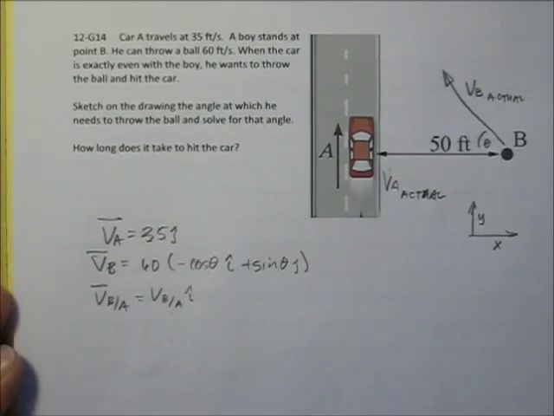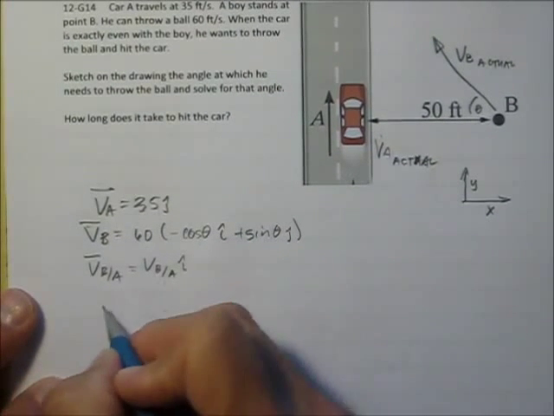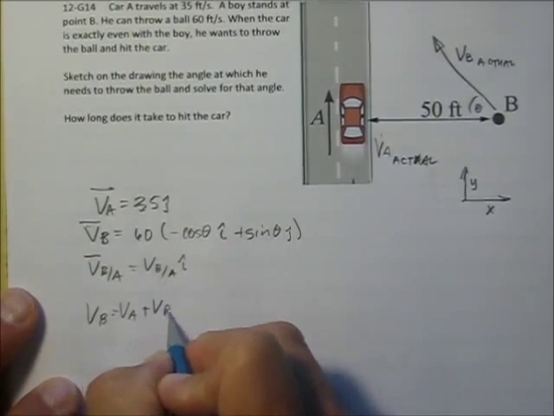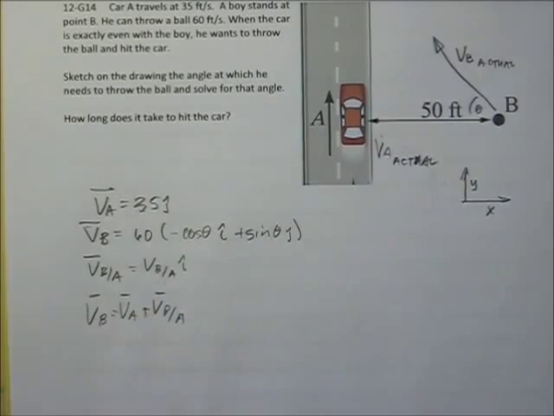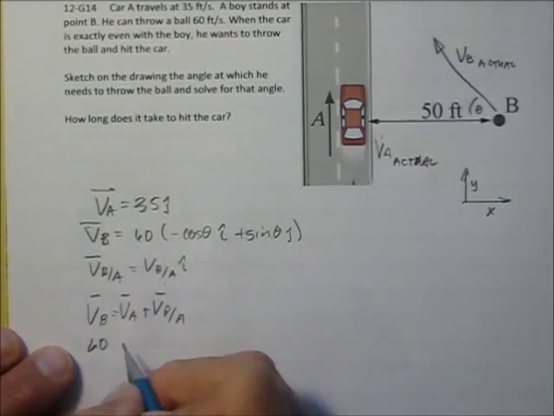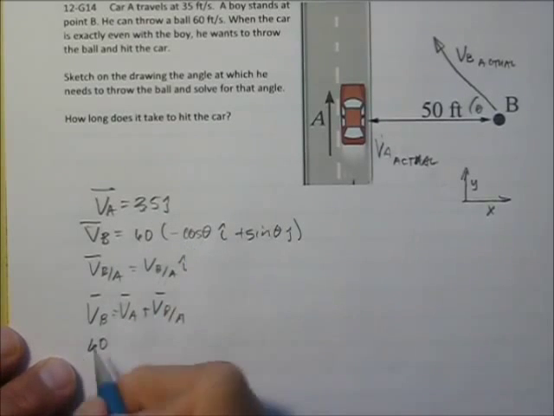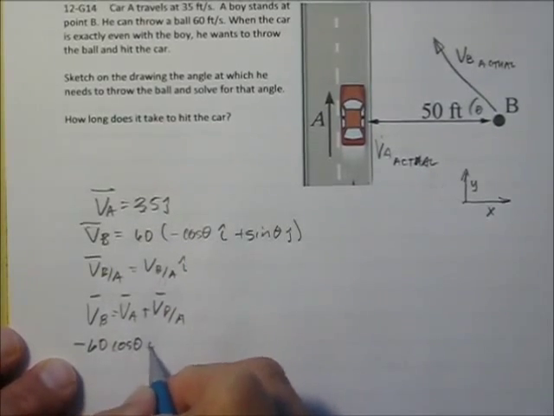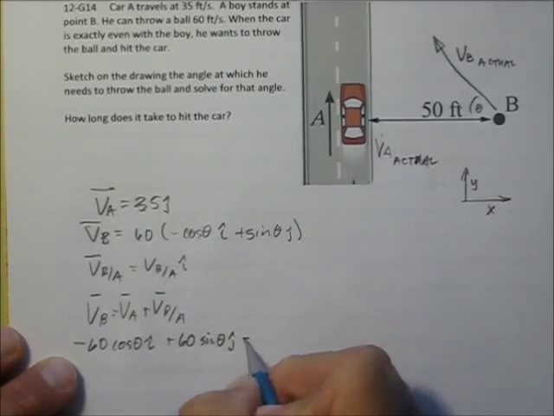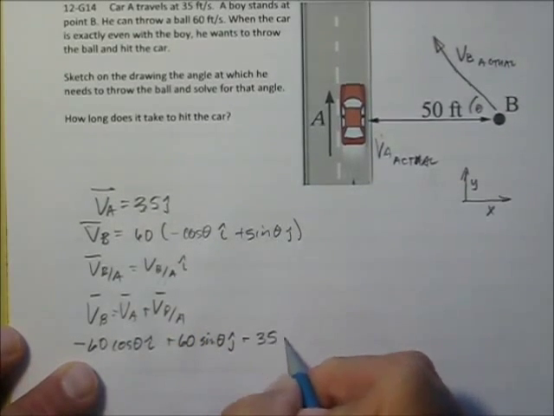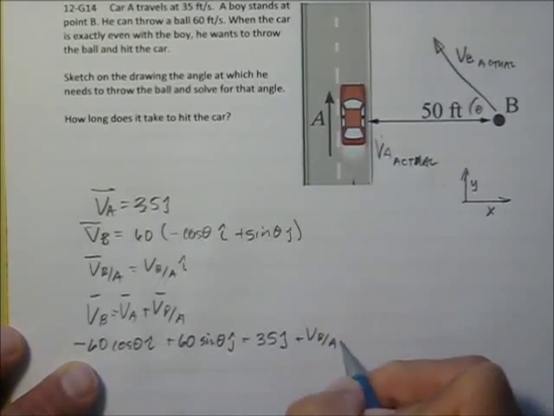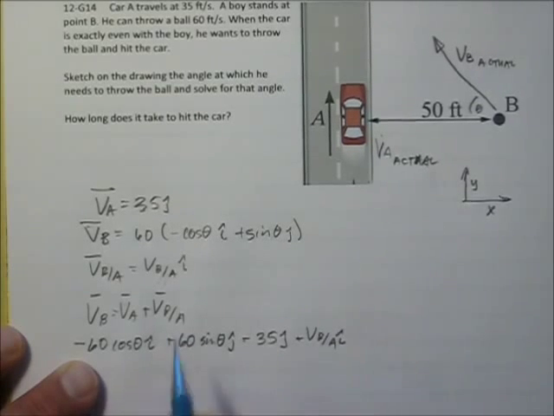All right, now let's set up our vector equation and see what we can find. The velocity of the ball is equal to the velocity of the car plus the velocity of the ball with respect to the car. Each of those are vectors. So I've established the velocity of the ball. I'm going to say that is 60, minus 60 cosine theta in the i direction plus 60 sine theta in the j direction, is equal to the velocity of the car, which is 35j, plus the velocity of the ball with respect to the car in the i direction. That's the only component I've got.